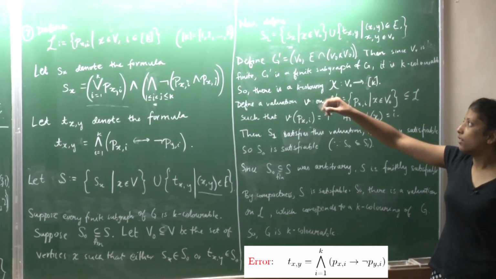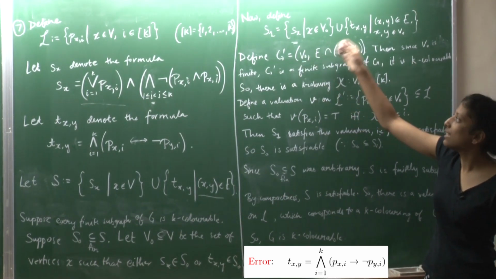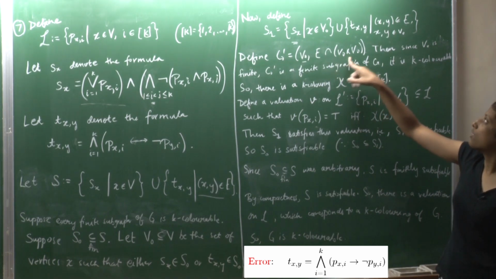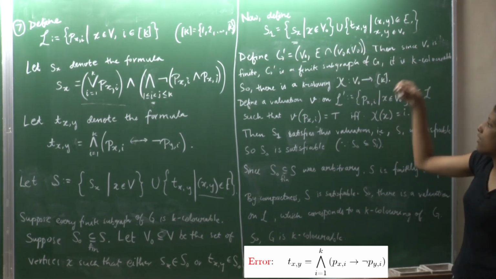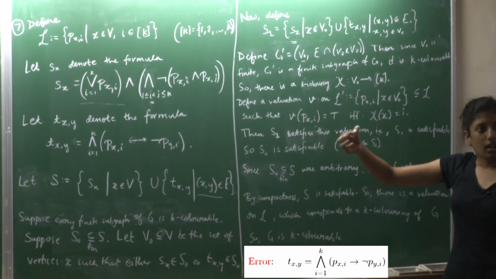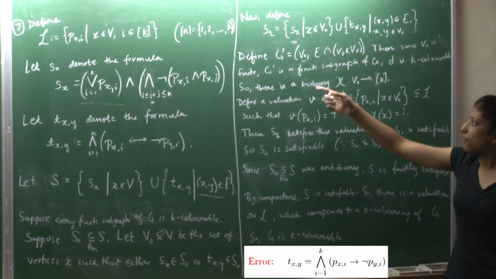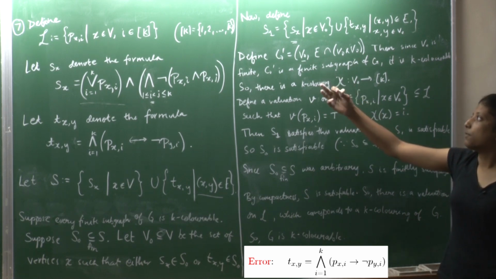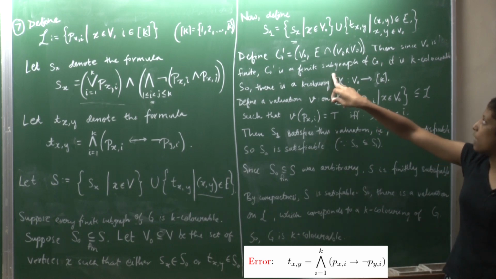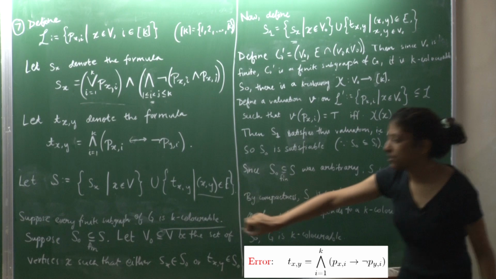So now you define your subgraph to be exactly the one described by this. Your set of vertices and your set of edges being the ones that are here. And since V0 is finite, since your vertex set is finite, and your edge set is a subset of V0 cross V0, your entire graph is going to be finite. So this is a finite subgraph of G. By our hypothesis, it is k-colorable.